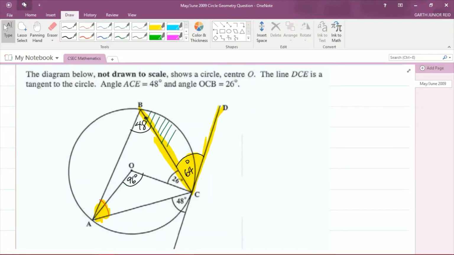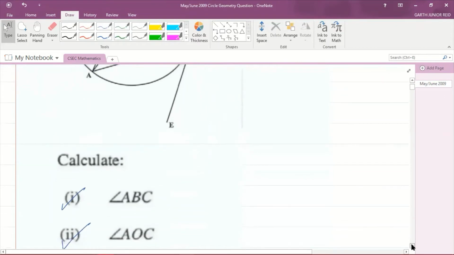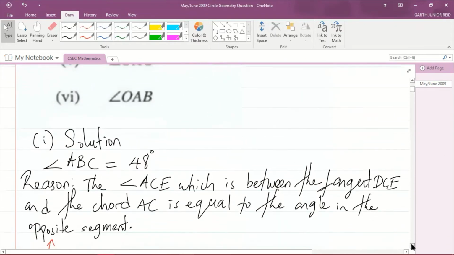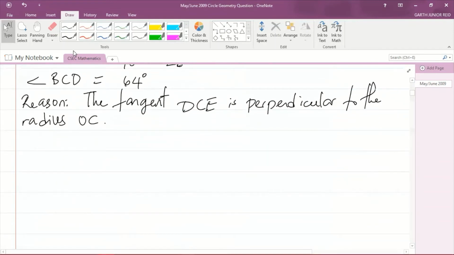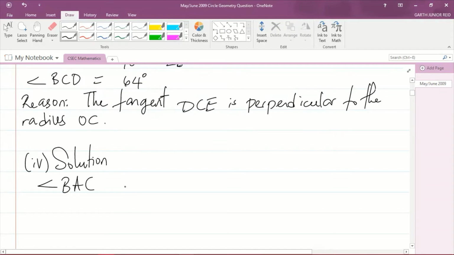So I'm now just going to scroll down to write our answer and our reason, sorry. All right, let's scroll down here. This is now going to be part 4 solution. Great. So we're saying that the angle BAC is equal to 64 degrees.